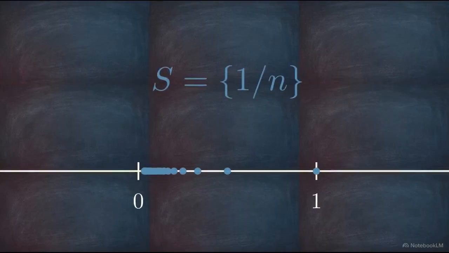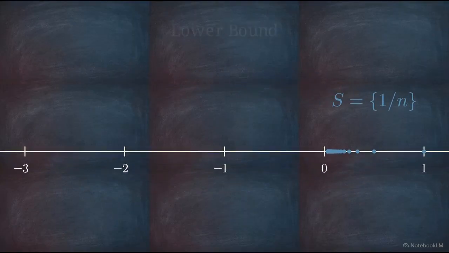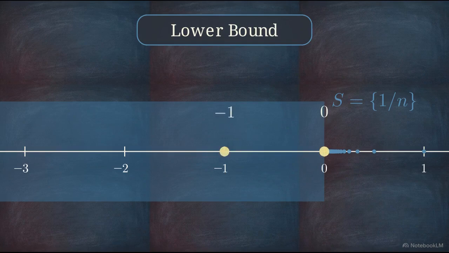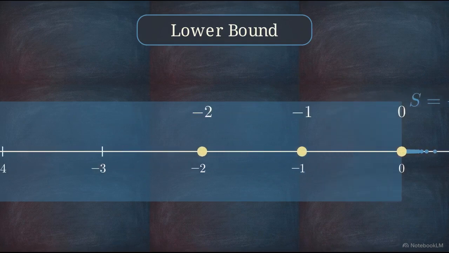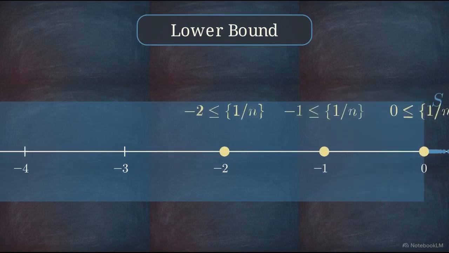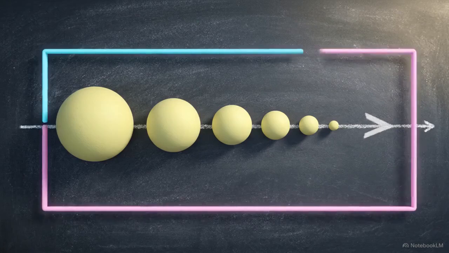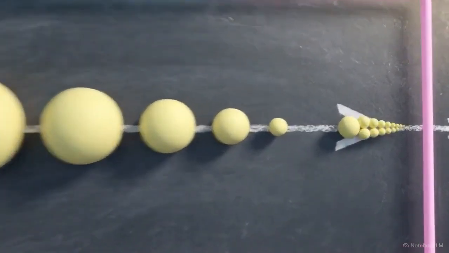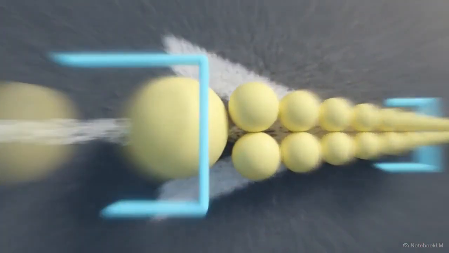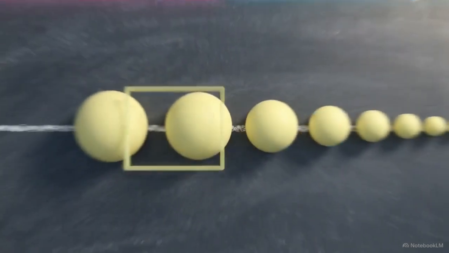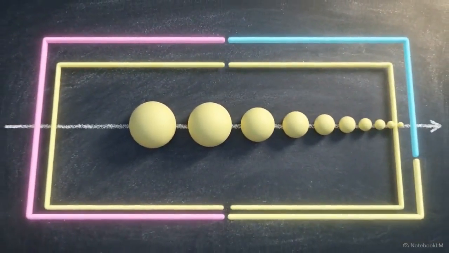Shift your focus to the opposite end of the sequence to define a lower bound. 0, -1, and -2 all perfectly satisfy the condition of being less than or equal to every element in the 1 over n set. A set is classified as officially bounded only if it possesses both upper and lower bounds. Knowing a set is bounded isn't precise enough. We must isolate the absolute tightest parameters from these infinite blocks to define the exact geometry.